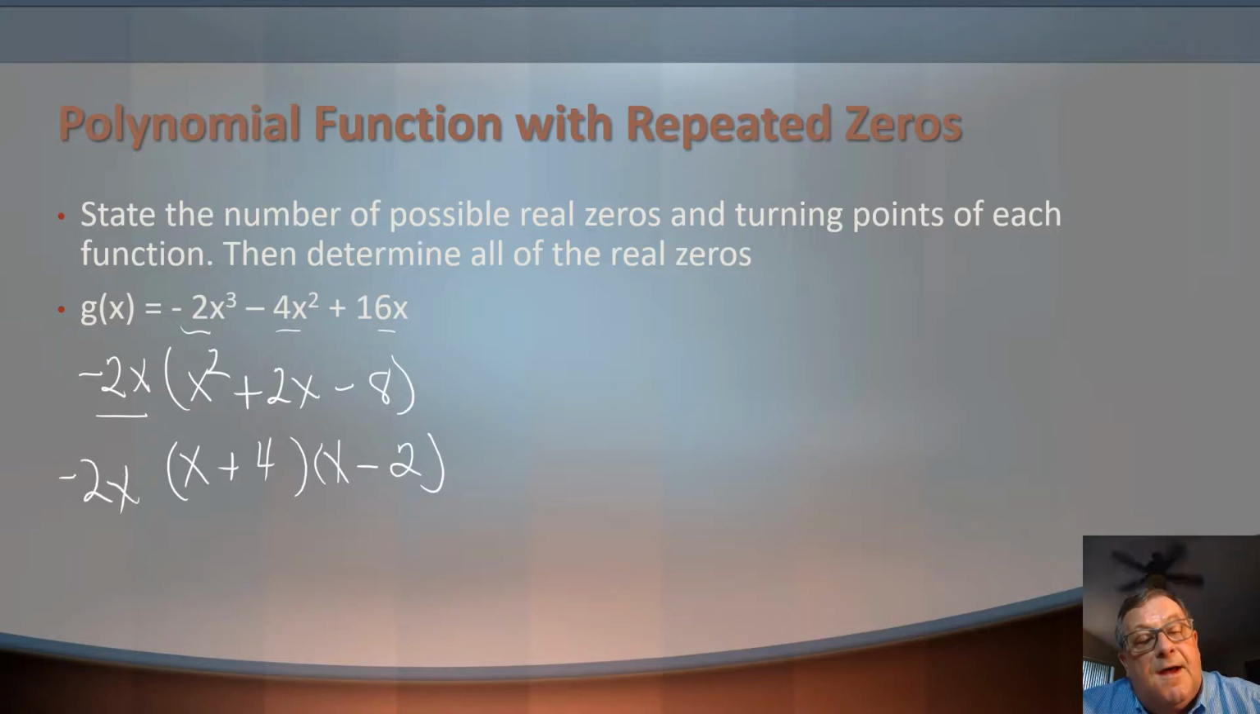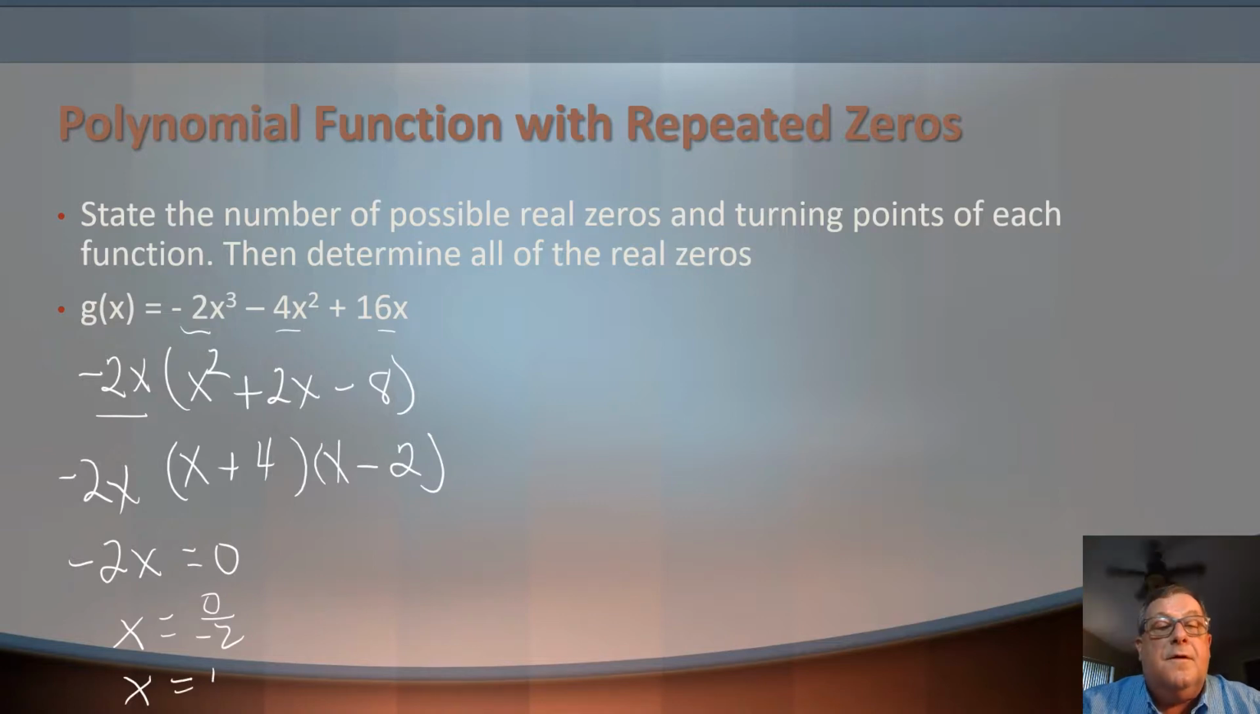Now let's set all the factors equal to 0. Did we talk about how many possible real zeros? I don't think we did. Well, we got x cubed, so we're going to have 3 possible real zeros. Turning points will be 2, which is the 3 minus 1. Let's see, negative 2x equals 0. We divide 0 by negative 2. Well, 0 divided by negative 2 just remains 0. So there's one of our real zeros.